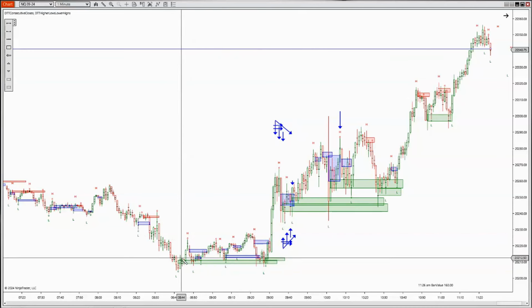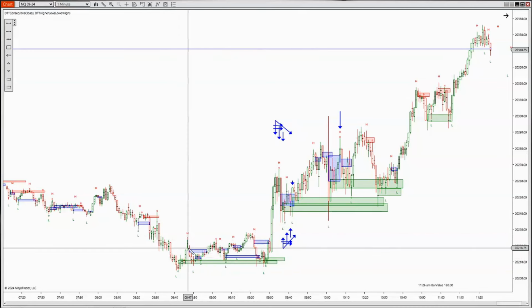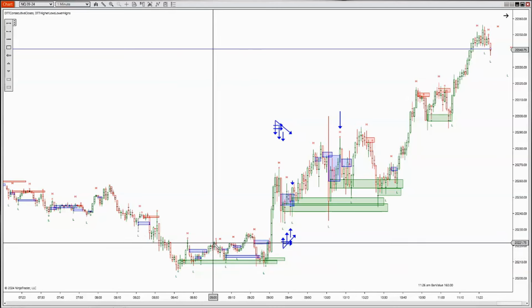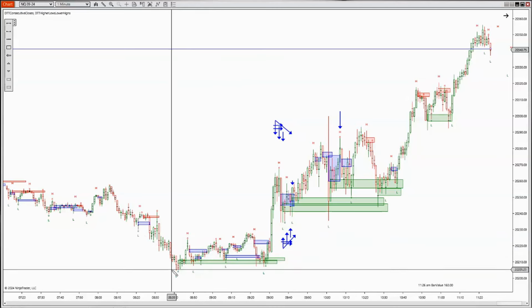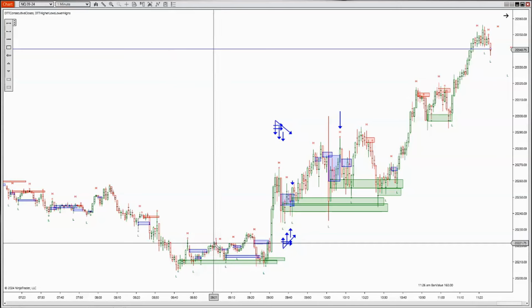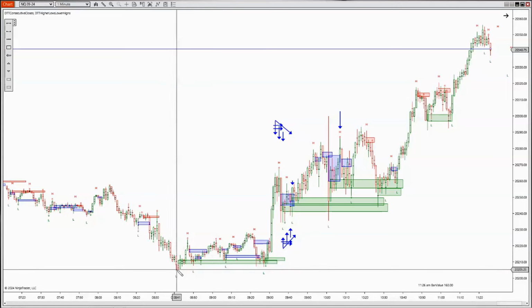We can count the bars if you want. 1, 2, 3, 4. This is 4, 5, 6, and there's 7. That's 7 bars. Here's a trend here. Okay, that's a trend. No prior structure break needed.